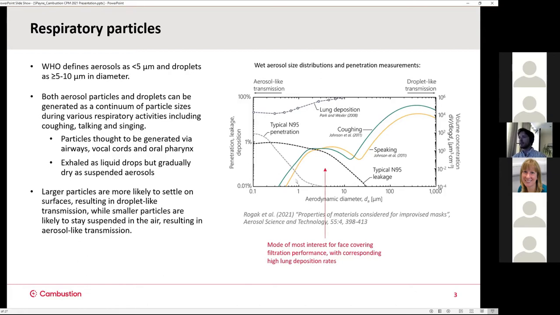So you see the yellow and green, these are the volume size distributions from coughing and speaking. Obviously, the larger mode is dominated more by droplets, so they'll be settling on the surfaces relatively quickly. As we move down the particle size scale, there'll be more aerosol-like transmission, with particles staying suspended longer in the air. So these are the wet aerosol size distributions. And that mode between 1 and 10 microns is particularly of interest for face covering filtration performance, with correspondingly high lung deposition rates plotted above.